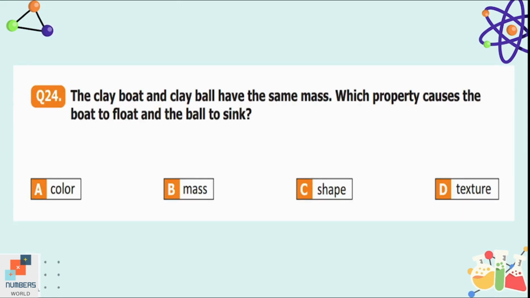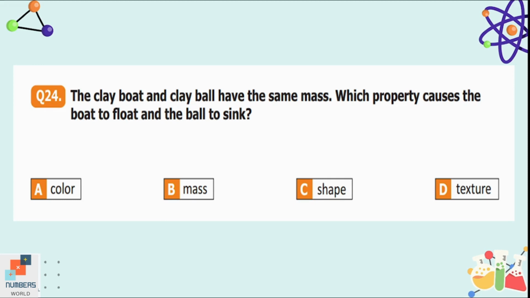Question number 24. The clay boat and clay ball have the same mass. Which property causes the boat to float and the ball to sink? Option A, color; B, mass; C, shape; and D, texture. So here the difference in behavior between the clay boat and the clay ball, despite having the same mass, is due to their respective densities. Density is a property of matter that describes how much mass is packed into a given volume.